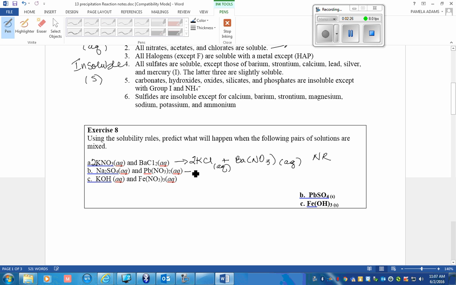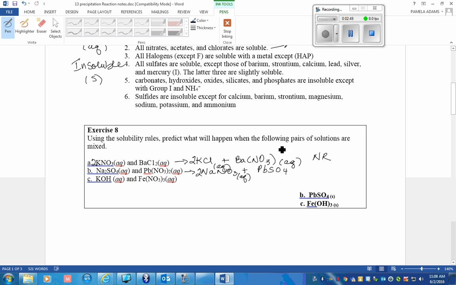And so we would say there is no reaction here because these all break up in water. When we put together in a beaker sodium sulfate and lead 2 nitrate, the cations switch places to make sodium nitrate and lead sulfate. And it would be balanced like this. This is a double replacement. This is a group 1 cation and a nitrate.